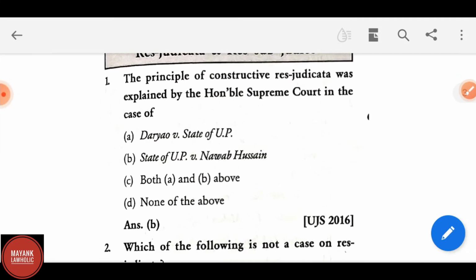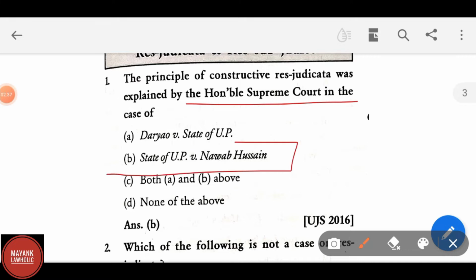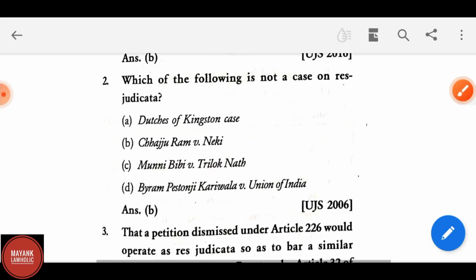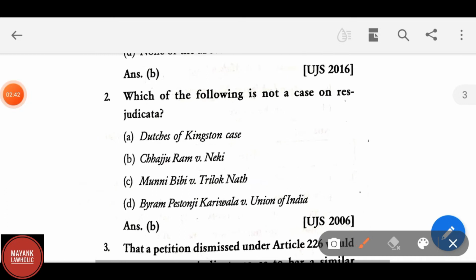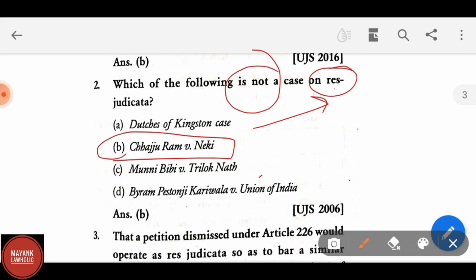The principle of constructive res judicata was explained by the Honorable Supreme Court in the case of B. State of UP versus Nawab Hussain. Which of the following is not a case of res judicata? Correct answer is B. Chajuram versus Neki. Chajuram versus Neki is not a case of res judicata. The remaining options, A. Duchess of Kingston's case, Munni Bibi versus Trilokinath, and D. Bairam Pestonji Gariwala versus Union of India, are leading cases on res judicata.